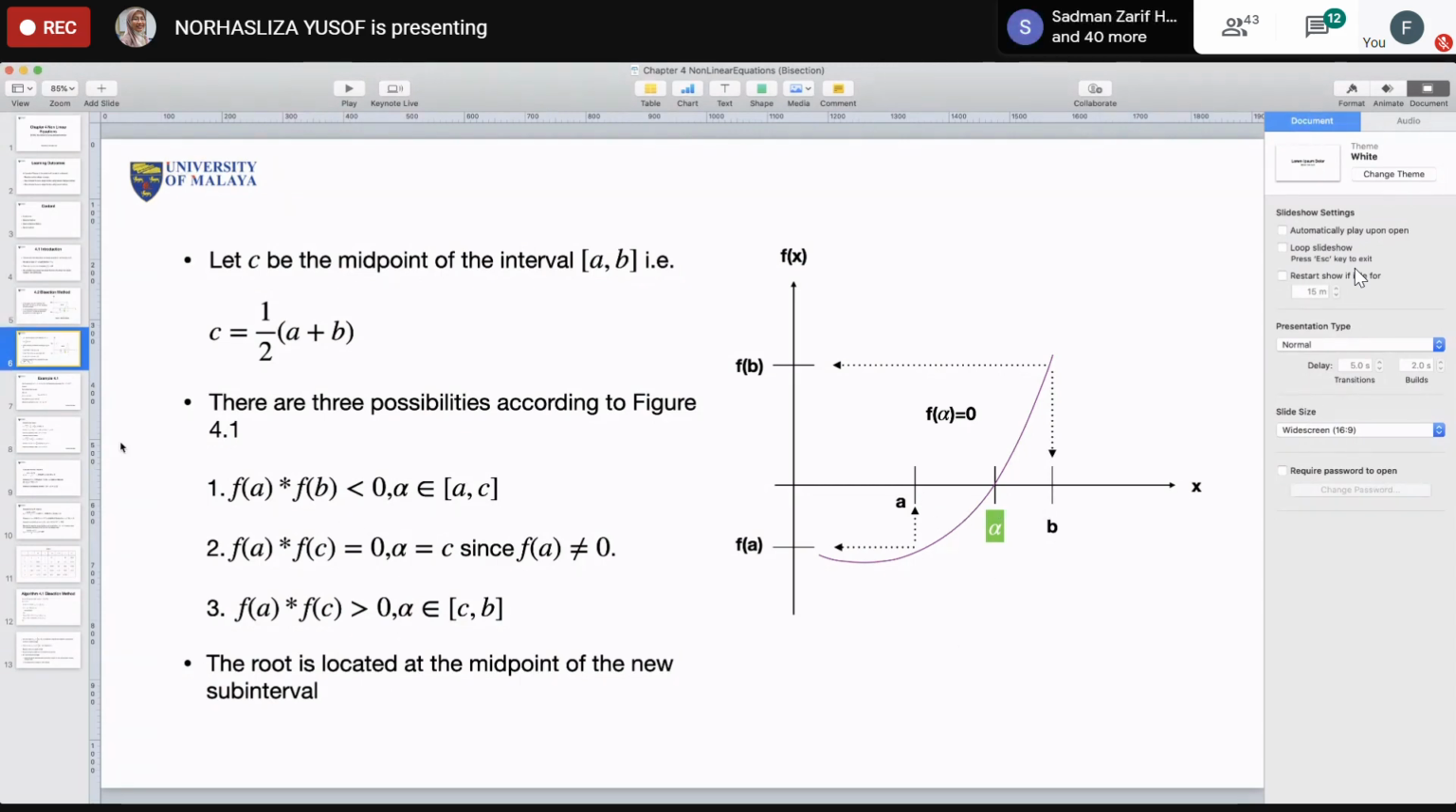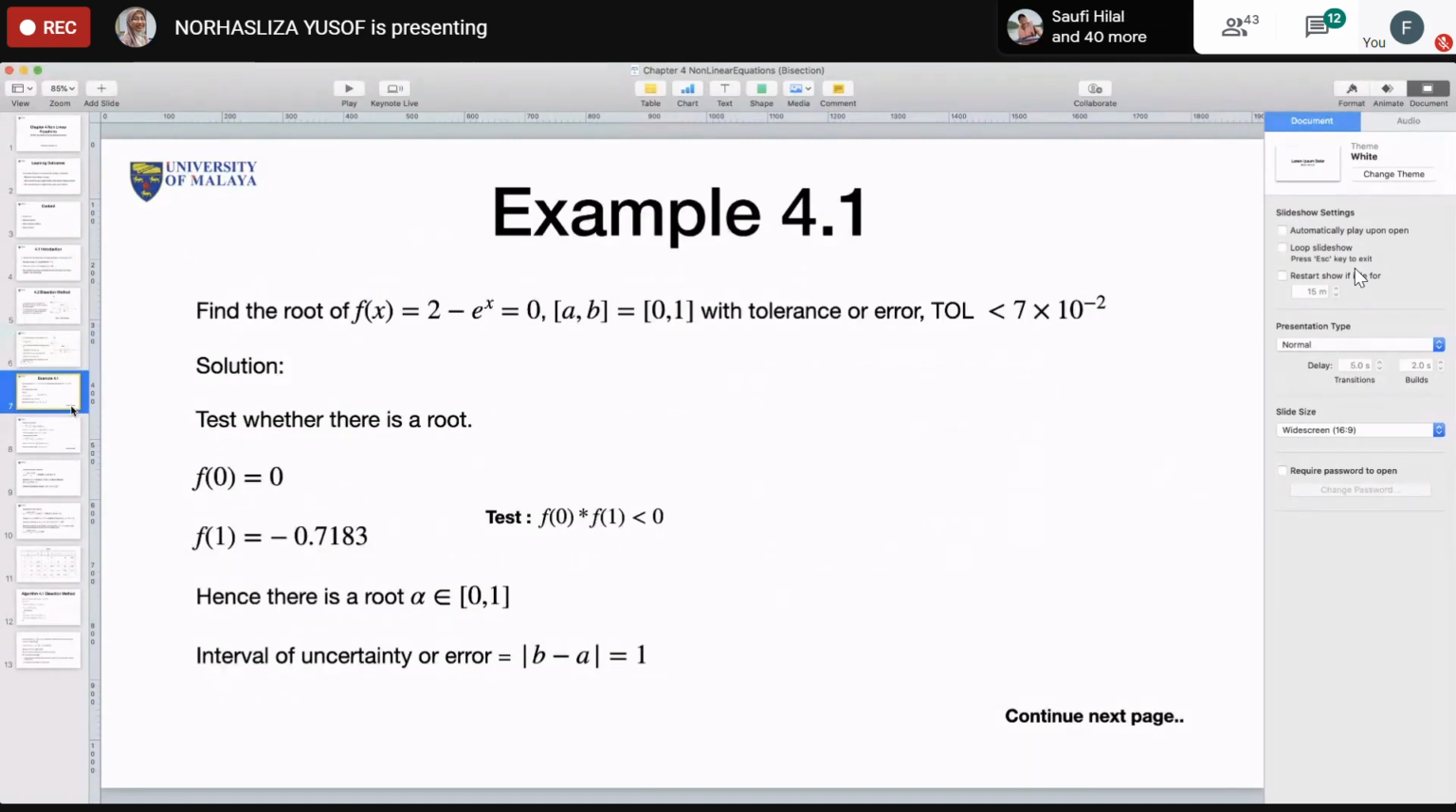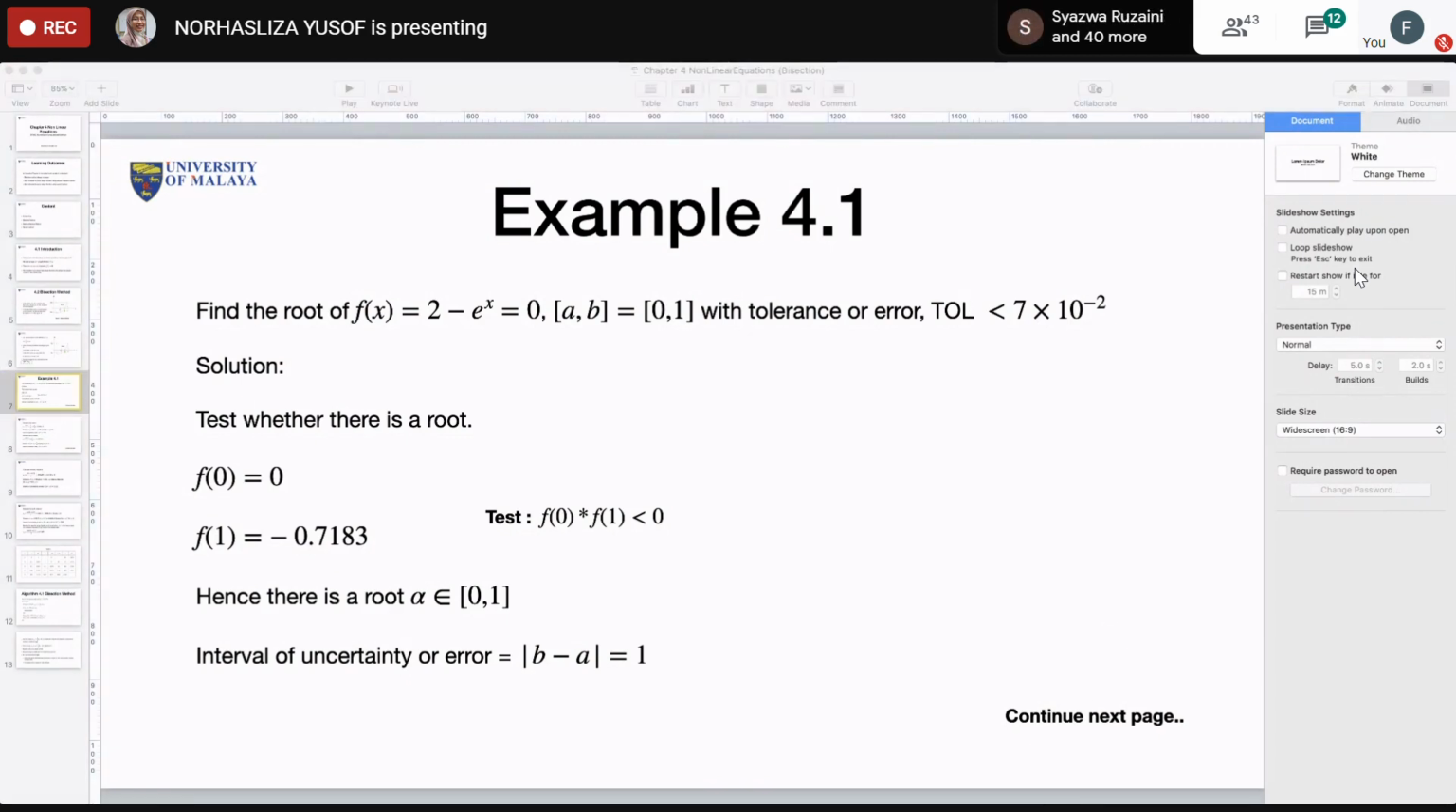Okay. So now let's check our example 4.1. Example 4.1: you are given a function with a certain interval, and you have to constrain your calculation to a certain tolerance. Before we do this, we have to test whether our function has a root or not. Okay, so this is one thing that we have to test.